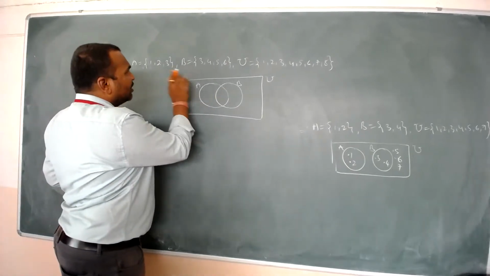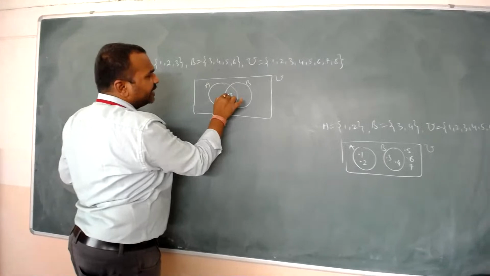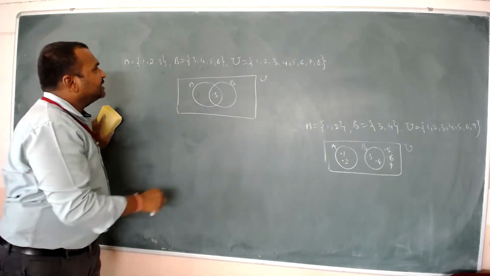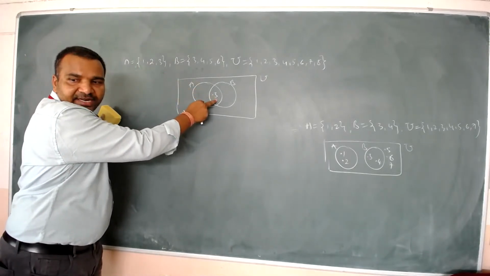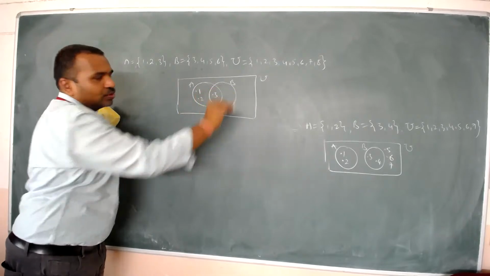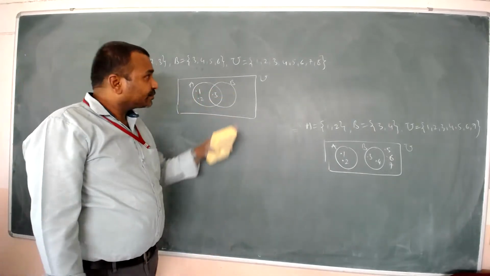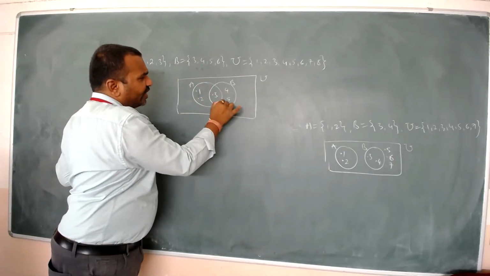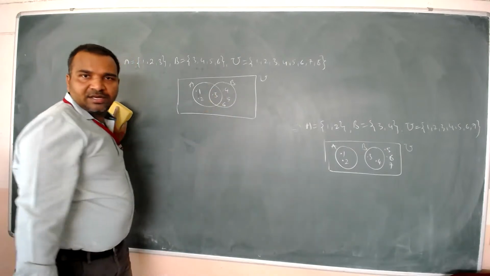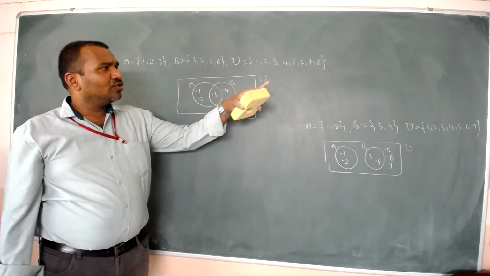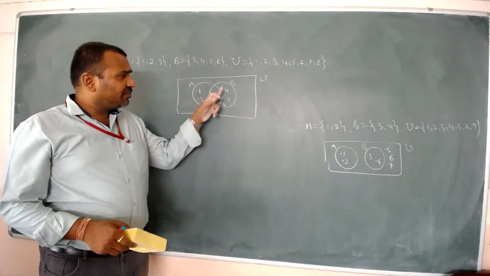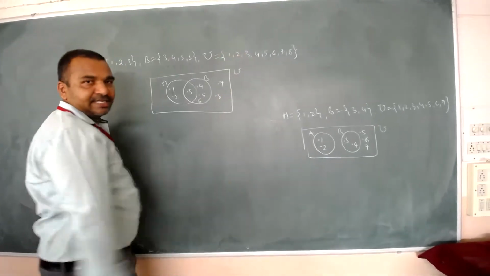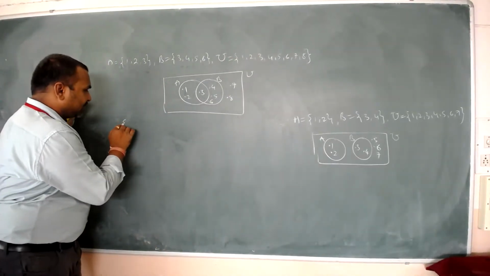So what are the common elements of A and B? Only element 3 is common. First I will write the common element. Next, what are the elements in A? 1, 2, 3. 3 is already there, so I will write 1, 2. Next, in B, 3, 4, 5, 6. Already 3 is there, so 4, 5, 6. The universal set is 1, 2, 3, 4, 5, 6, 7, 8. Already 1 to 6 are there. What are the remaining elements? 7 and 8.